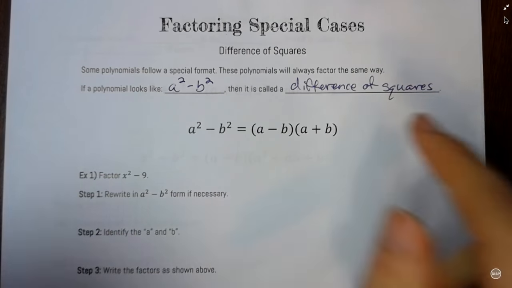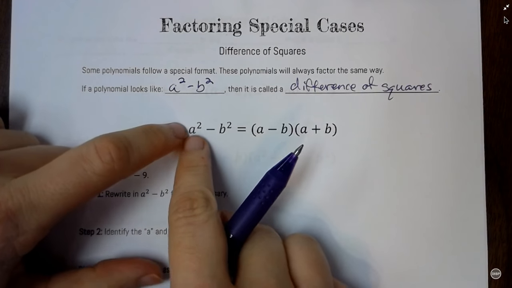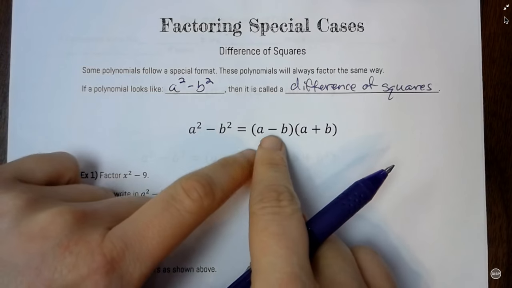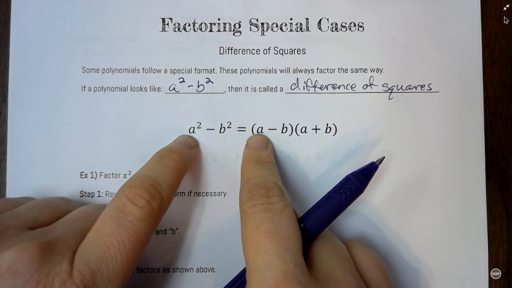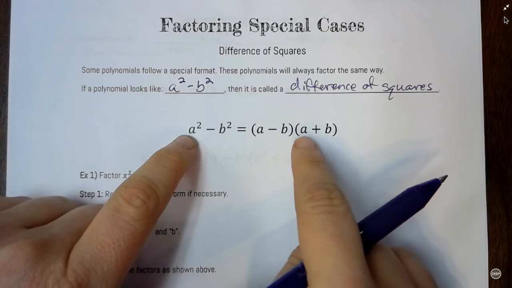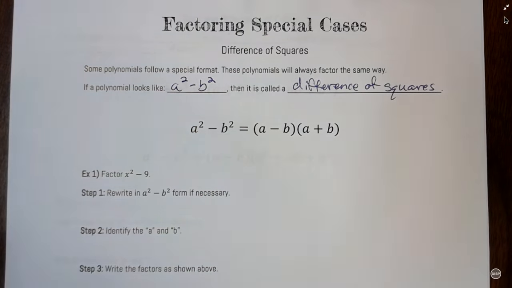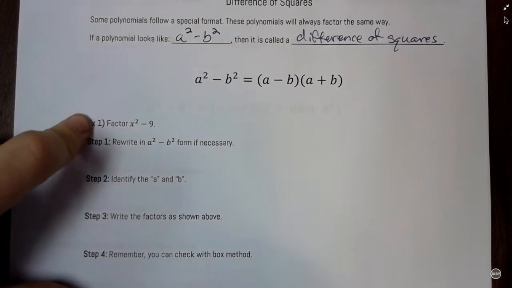And here is the big format right there. If you have something that looks like a quantity squared minus another quantity squared, then you're always going to factor it like this. You're always going to take the first quantity minus the second quantity, and then multiply that by the first quantity plus the second quantity. I think it'll make more sense when you see some examples. So let's look at example 1.